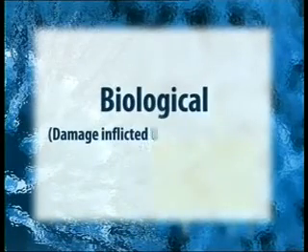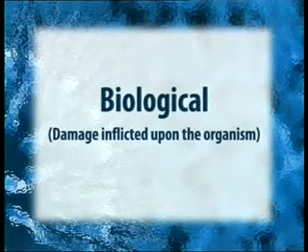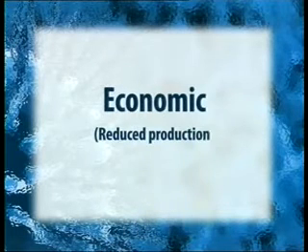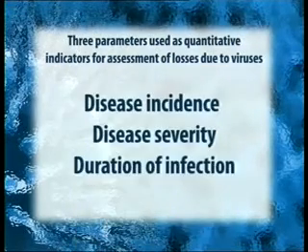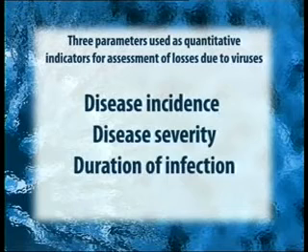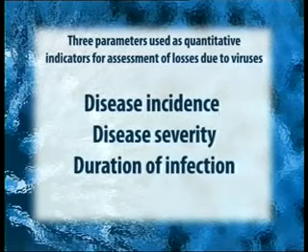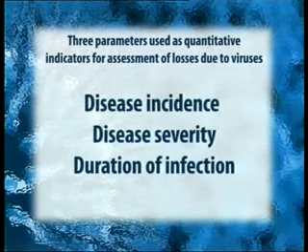Well, losses incurred by the viruses can be estimated through two important ways. One is the biological losses, the damage they cause on the biological organisms or the hosts that they infect. Second is, what ultimately matters in the market, the economic damage. If we have to measure this impact that viruses have, generally we take three criteria for measuring their impact on the crops or on the other hosts. Number one is the disease incidence. Number two is the disease severity. And number three is the duration of infection.